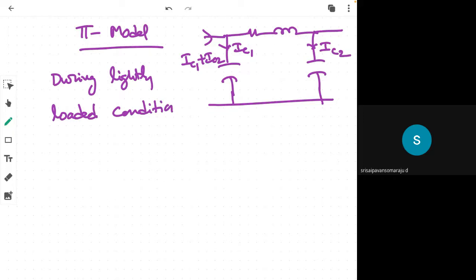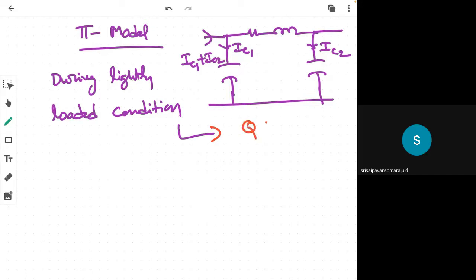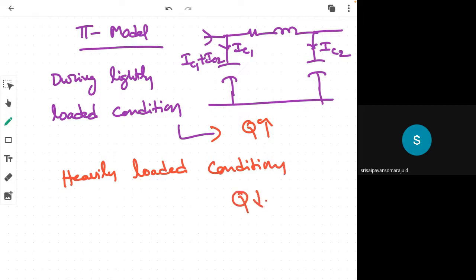In lightly loaded condition, it generates the Q. It supplies the Q to the system. During heavily loaded condition, it consumes the reactive power. It is acting as sink. Here it is source.